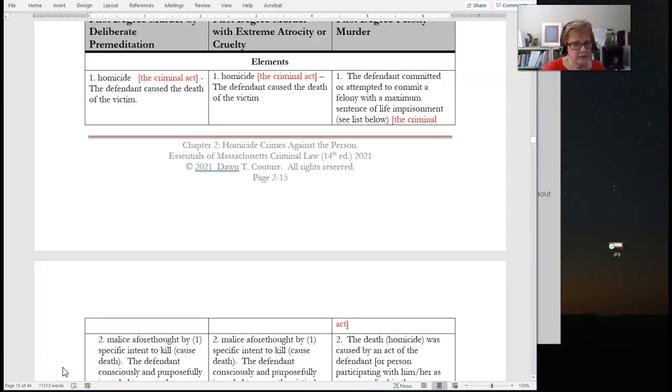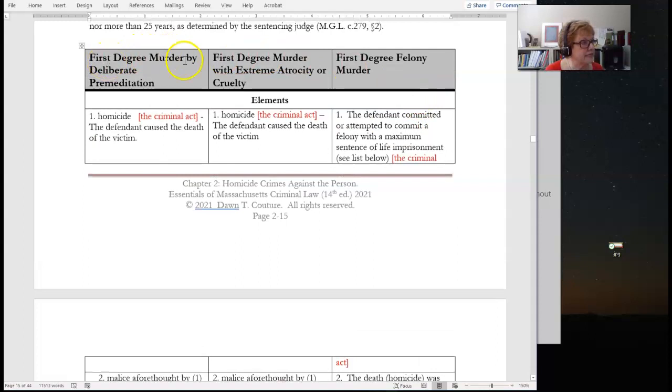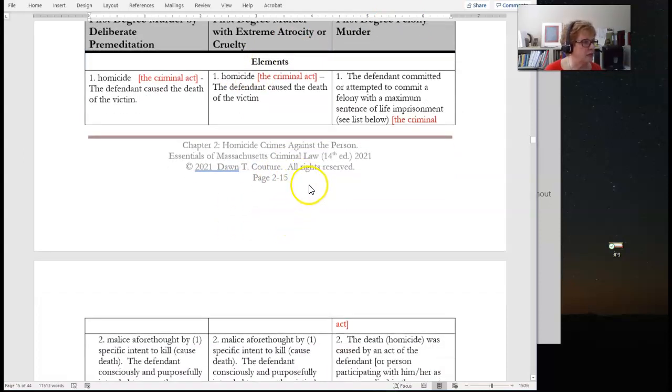So as indicated on the PowerPoint slide, we're at question C, is it murder or manslaughter? To answer that question, we're going to look in the textbook, read the material, and understand it well enough to not guess, but to make an informed selection as to whether there's malice aforethought or not. The side-by-side comparison of first-degree murder, either by deliberate premeditation, first-degree murder with extreme atrocity or cruelty, or first-degree felony murder, starts at the very end of page 15.